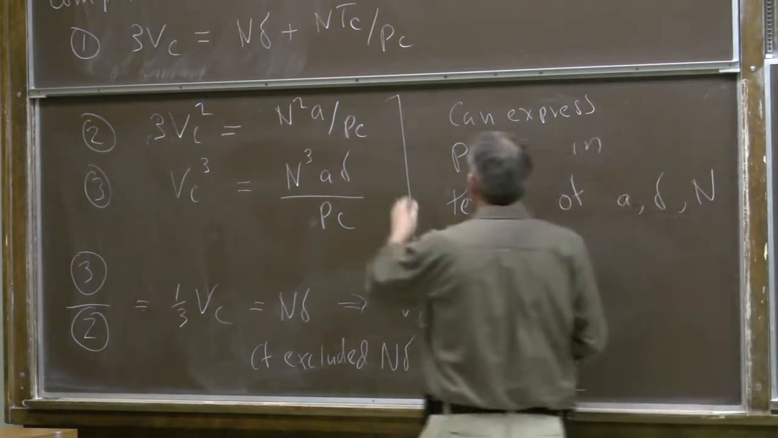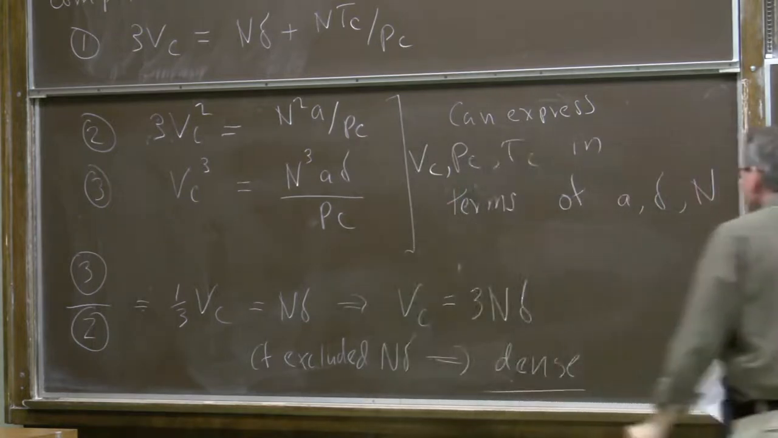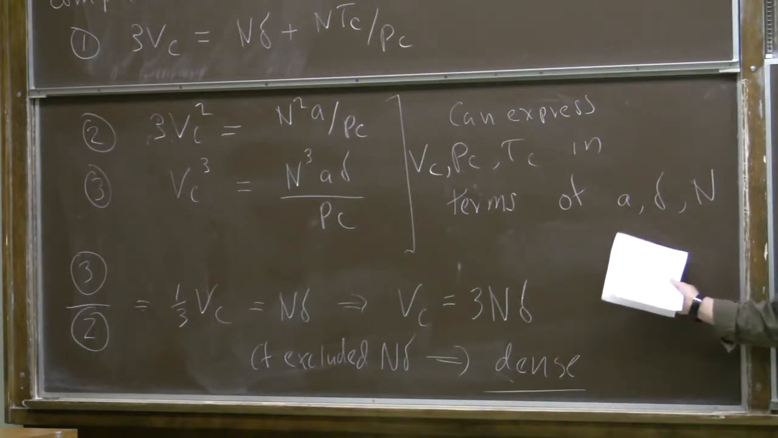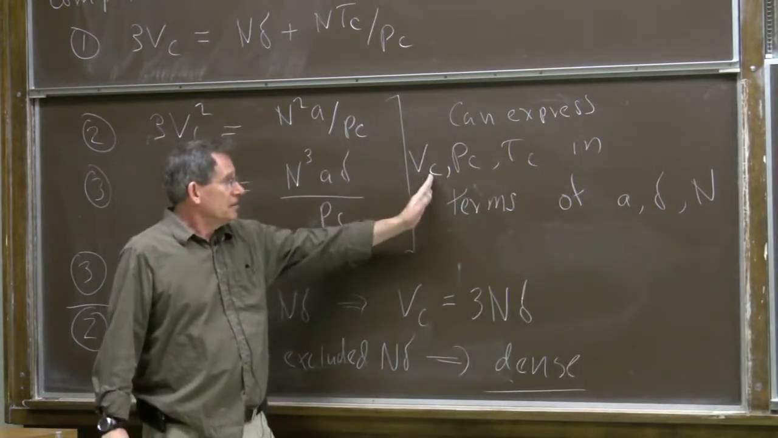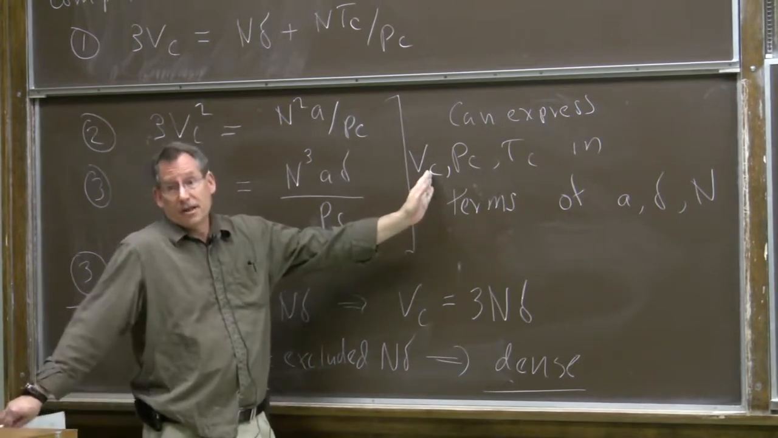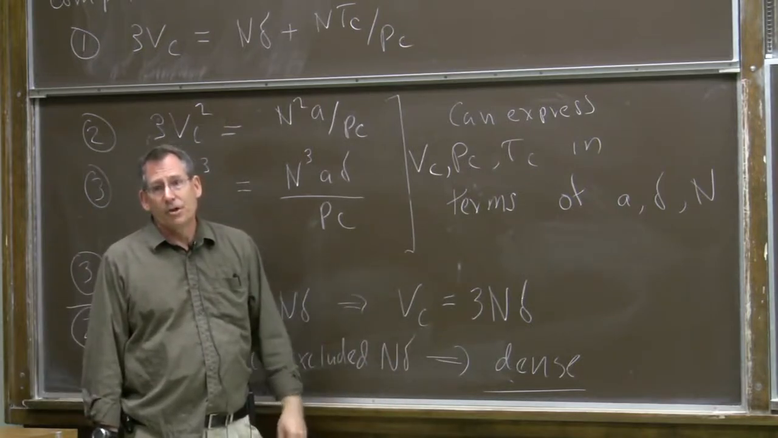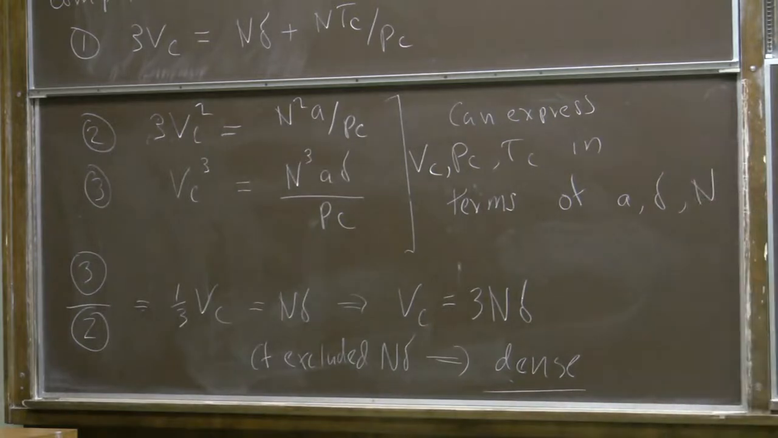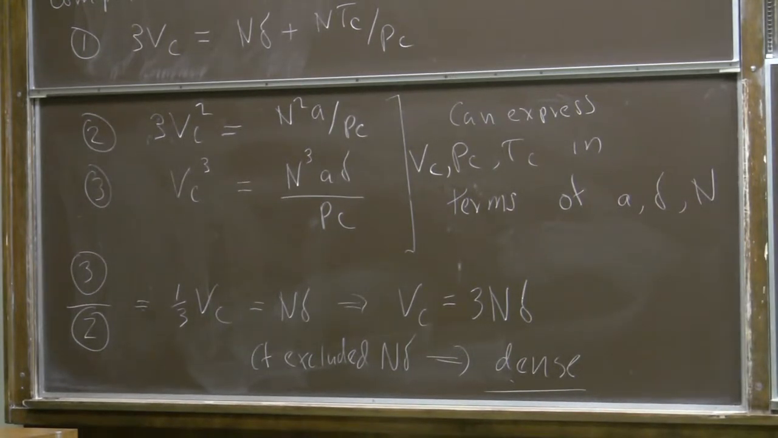Okay, well, maybe you prefer to say it this way. I can express critical volume, critical pressure, and critical temperature in terms of a, b, and n. Okay? And what we expect to find is that the volume will scale like n because it's extensive, and the pressure and temperature will be independent of n. So it's right. Yeah, that would have been a better way to say it. In fact, we've already found the critical volume is n times the intensive parameter b.